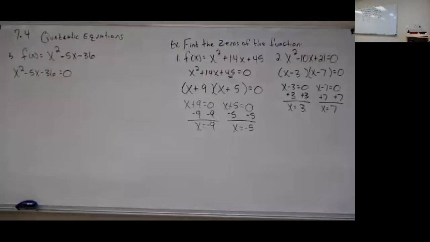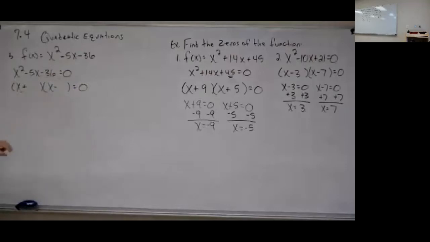9 and 4. 9 and 4, right, 9 minus 4 is 5. So what you do, you put your x in each parenthesis. Because the last term was negative, I get unlike signs no matter what. Now, I have a 9 and a 4, but I don't know which one's positive and which one's negative.